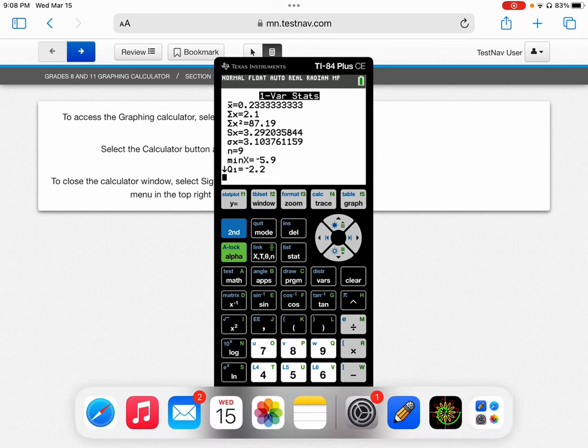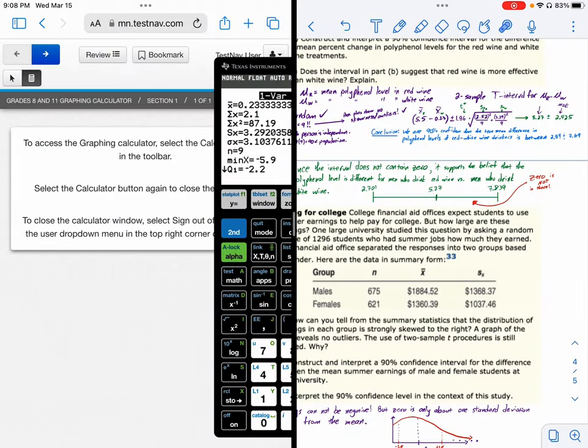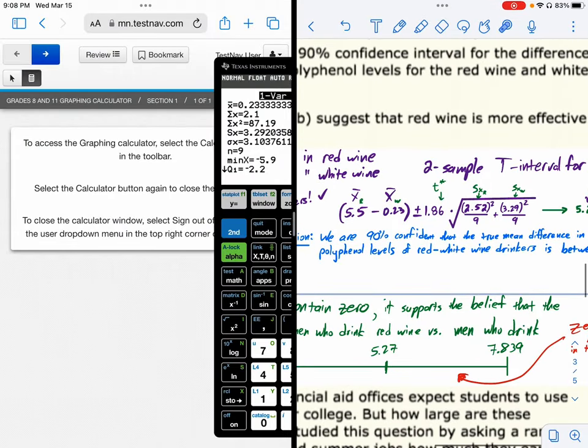Maybe I can split screen. Sometimes it doesn't work too well with the online calculator. Yeah, kind of like that. But that is where I'm getting these numbers that I'm filling in right here. You can still see it right there, the 0.23 and the 3.29.